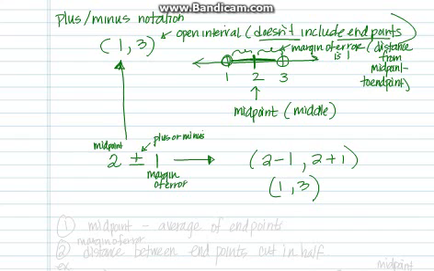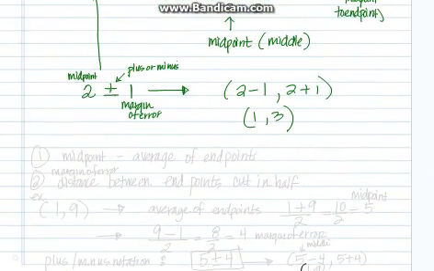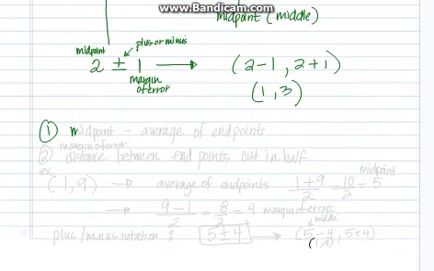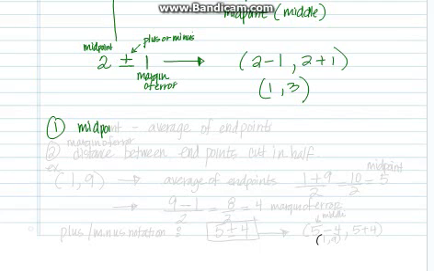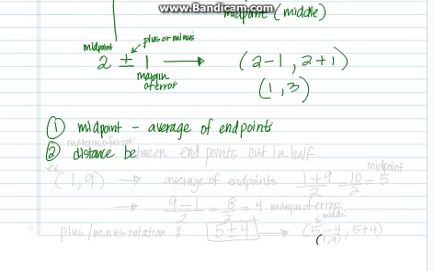So it was clear in the picture to see where our middle was, but basically when you're asked to find the midpoint, you're really looking at the average of the endpoints. And then our margin of error is really just the distance between endpoints cut in half.